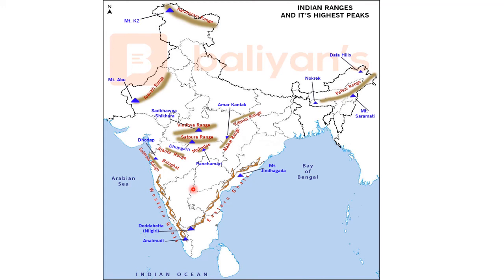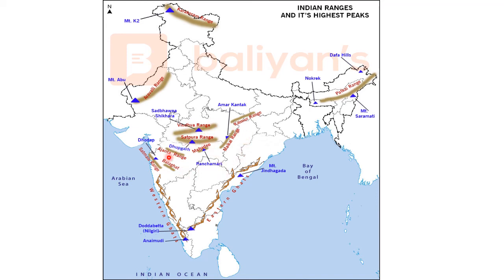Again, one important feature related with this entire peninsular plateau is this. The soil of this plateau is black. Remember this. The soil is black due to the volcanic eruption.